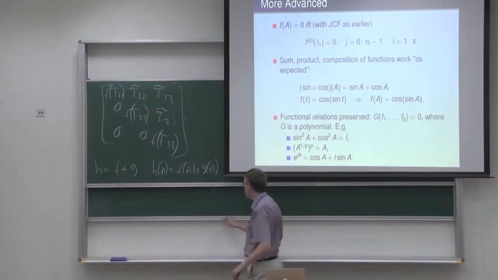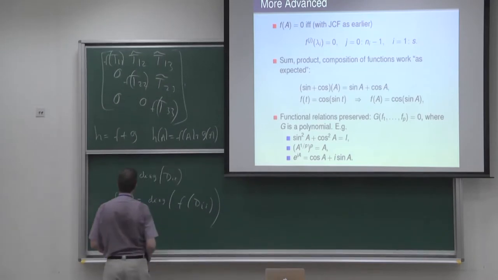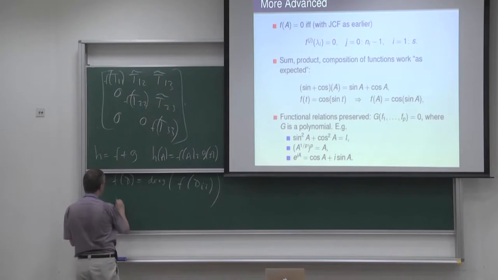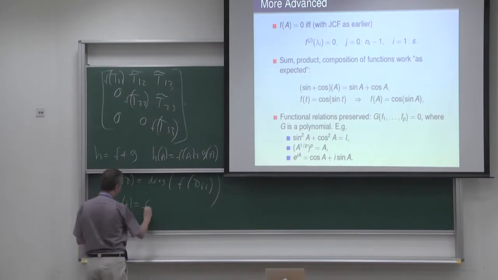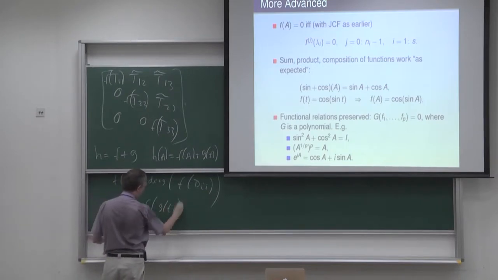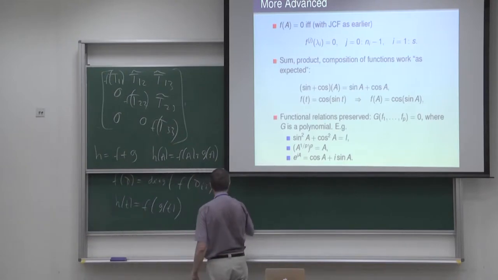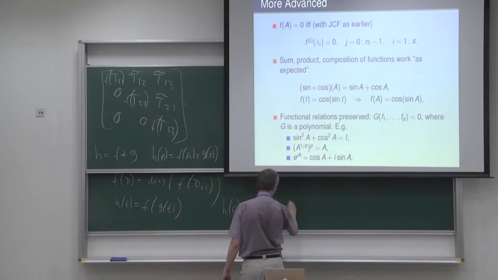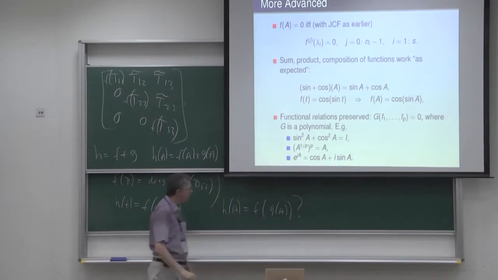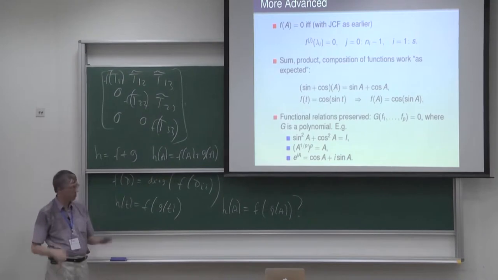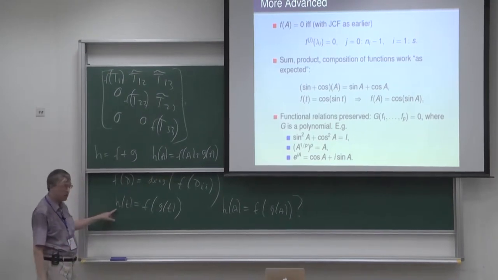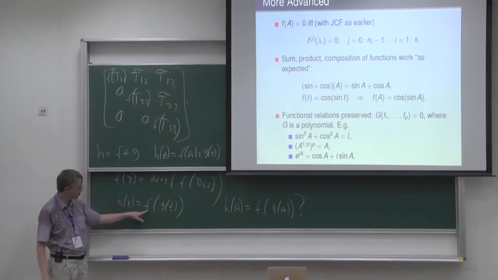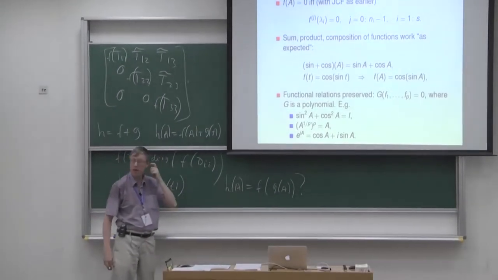Maybe a bit less obvious is composition. So if you have a composition of two functions, if h of t is f of g of t, is it true that h of A is f of g of A? So what I mean is, if you just apply the basic definitions to h, is that the same as applying the definitions to g and then to f on the right-hand side here? Will you get the same answer?